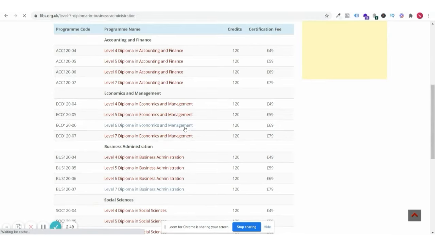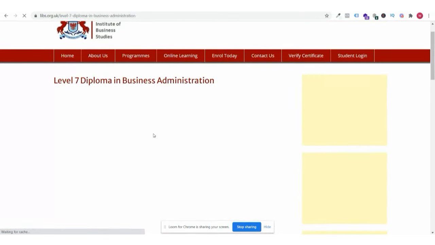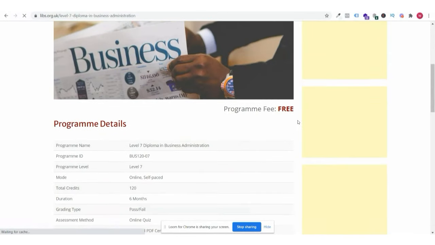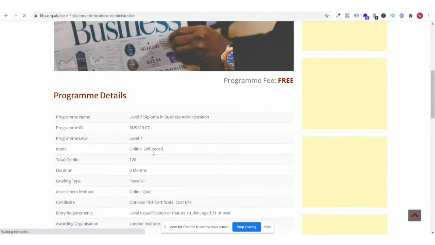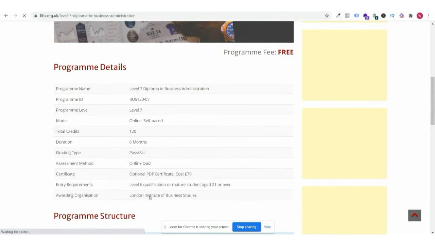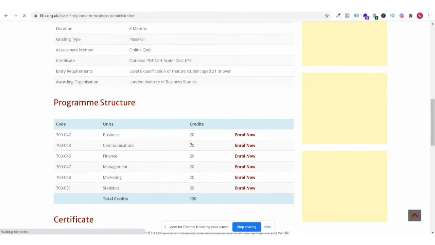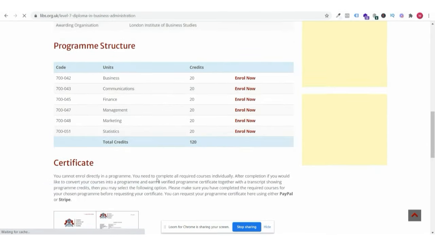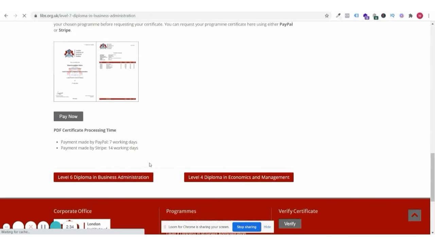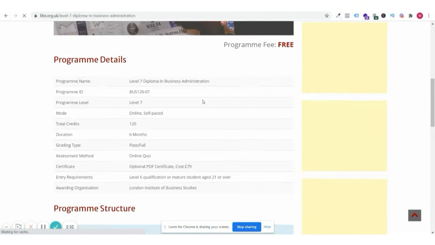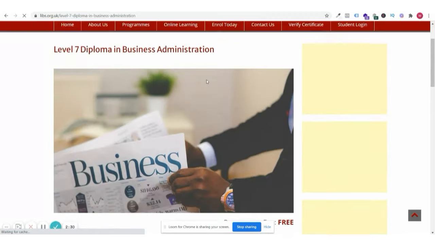Let's see level 6 diploma in business administration. See the details, also 6 months. The grading type is pass or fail, so that's what you either get. It's also free.